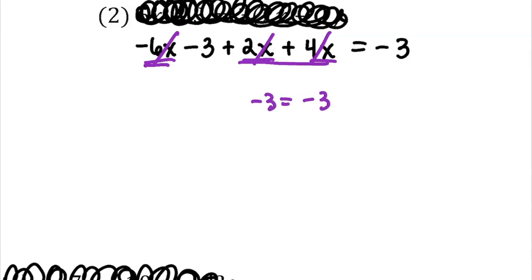If I look at what's left here, we got our -3 from the left side, bring down the equals and bring down the -3. Here, this is actually totally true. My variables canceled, but -3 is equal to -3. So this is going to be our all solutions, or infinitely many.